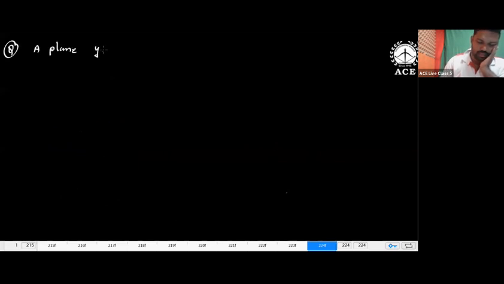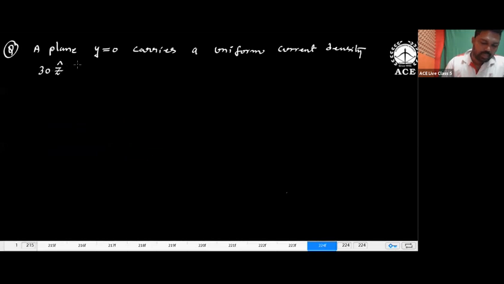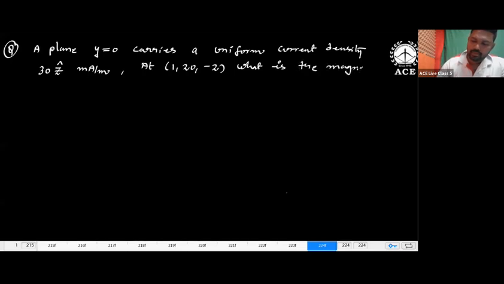A plane y is equal to 0 carries a uniform current density 30 Z cap milliampere per meter at 10, 20, -2. What is the magnetic field intensity?